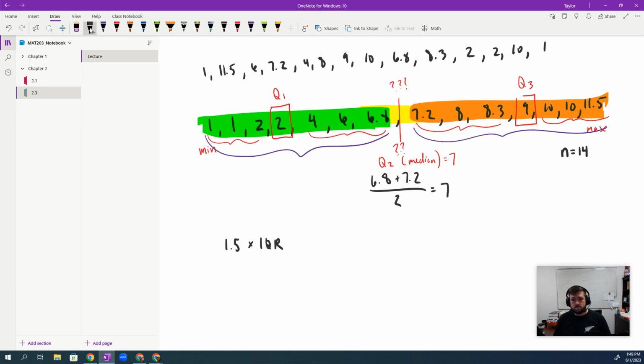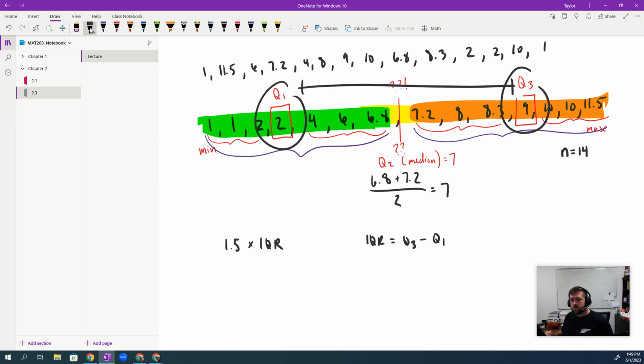Now, what is the interquartile range? That is Q3 minus Q1. In other words, it is the distance from here to here, right? This distance is the interquartile range. Okay, so we're going to use that as a reasonable yardstick, a reasonable measuring stick, to decide whether something is too big or too small. Now, how does that work?